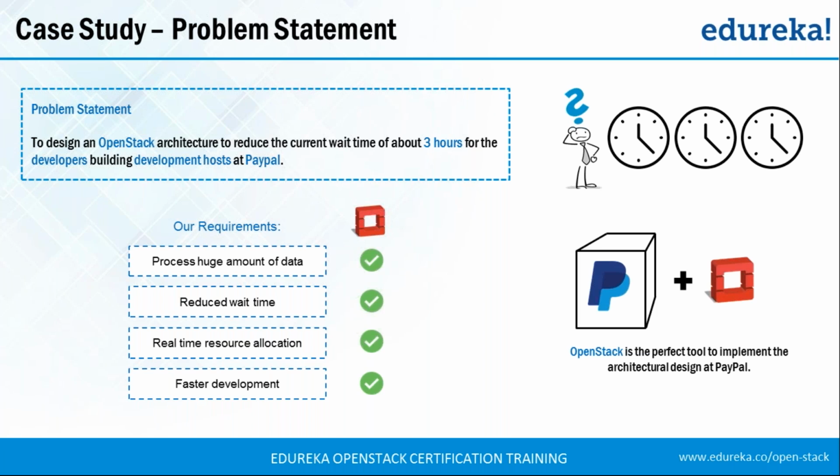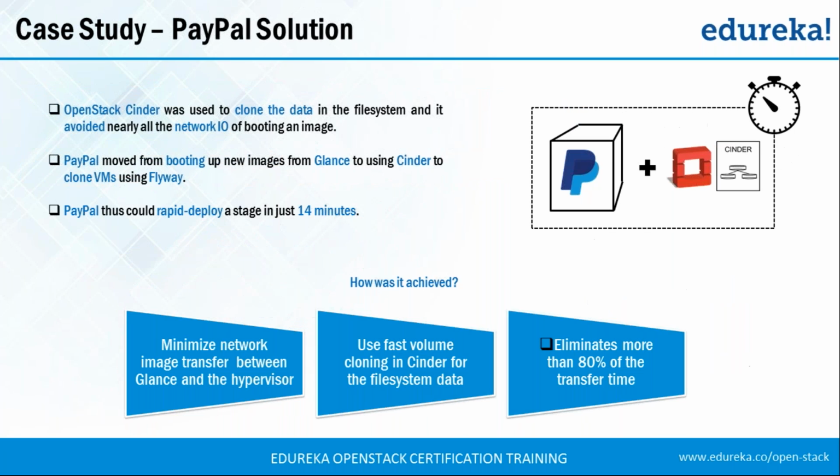So with OpenStack, it was possible to achieve all of that. OpenStack Cinder was used to clone the data in the file system, and it avoided nearly all the network I/O of booting an image. PayPal moved from booting up new images from Glance to using Cinder to clone VMs using Flyway. PayPal thus could rapidly deploy a staging environment in just 14 minutes.